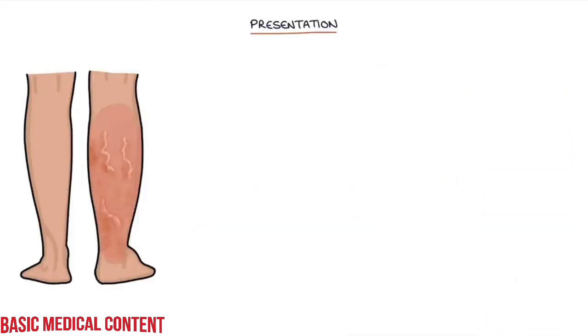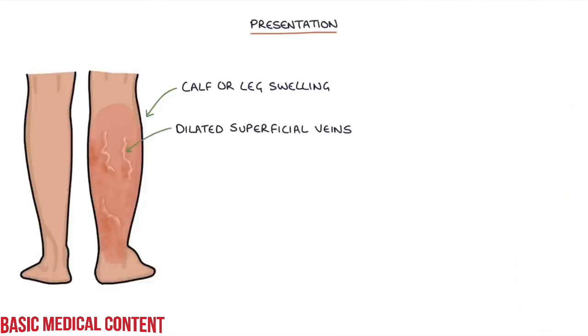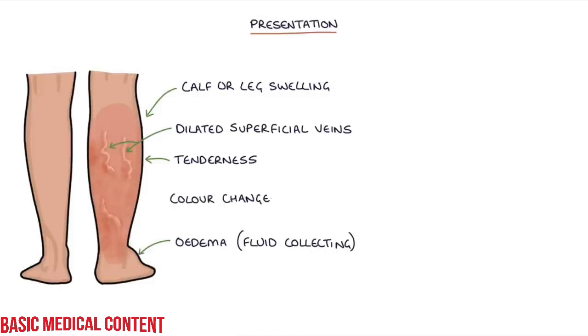DVTs can present with calf or leg swelling, dilated superficial veins, tenderness to the deep calf, particularly over the site of the deep veins, edema or fluid collecting in the leg or ankle, and colour changes to the leg.